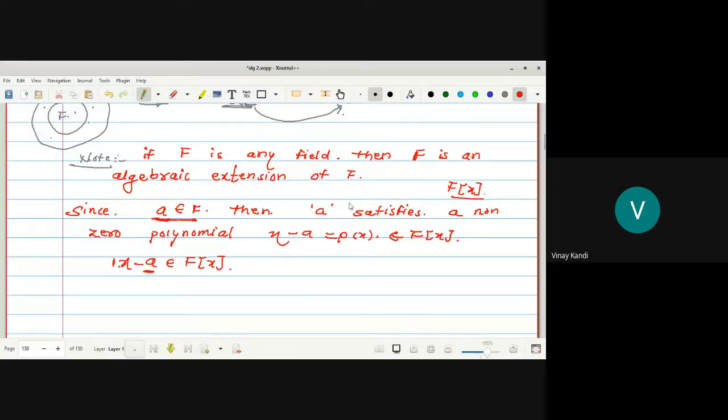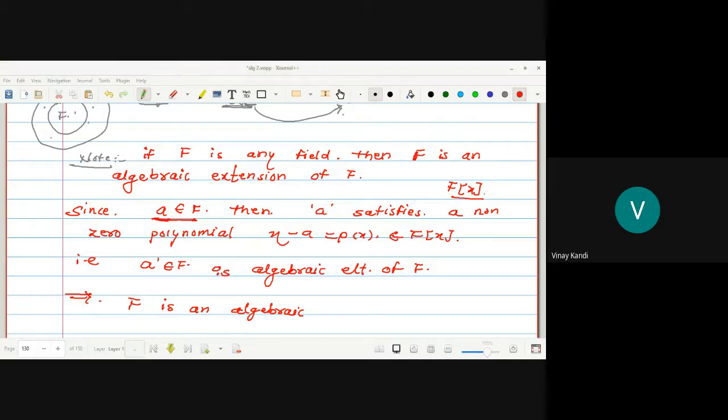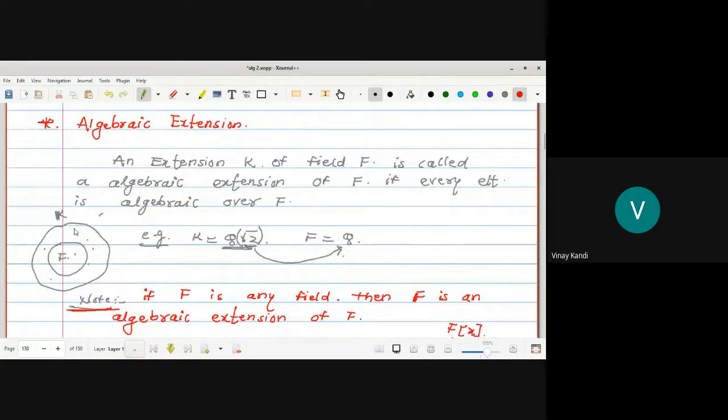Hence, a belongs to F is an algebraic element of F. This implies F is an algebraic extension of F itself. Any doubt? This is note A. So here, if any element of the extension is algebraic over F, what do we call that extension? An algebraic extension. Now here, F is itself an algebraic extension of F.